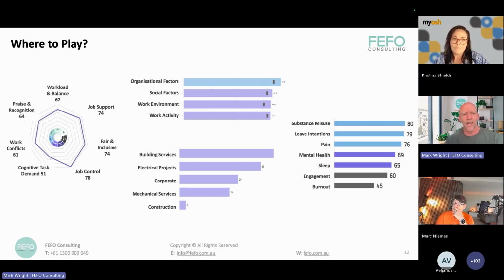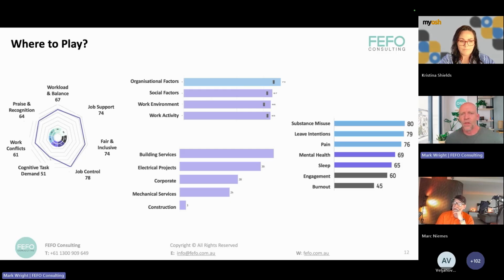You can see on the left-hand side, there's a spider graph showing the dimensions of where organisations may wish to focus based on their own individual results. Cognitive task demand continues to be a real struggle for a lot of organisations, particularly around work conflict. And then around those organisational factors, social factors, and other areas that psychosocial plays out, really understanding where to play there.